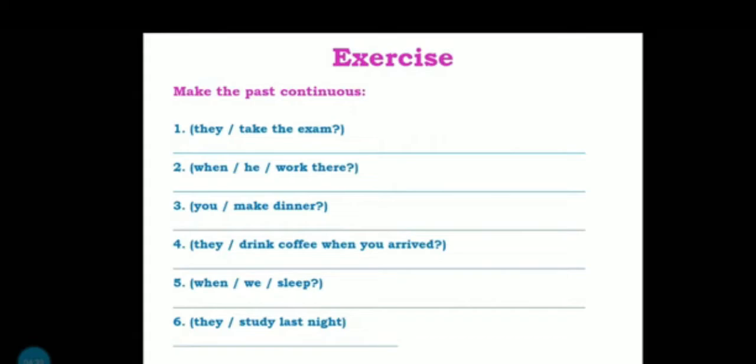Now let's do the following exercise. Make the past continuous. Number 1, they take the exam. Number 2, when he worked there. Number 3, you make dinner. Number 4, they drink coffee when you arrive. Number 5, when we sleep. Number 6, they study last night.